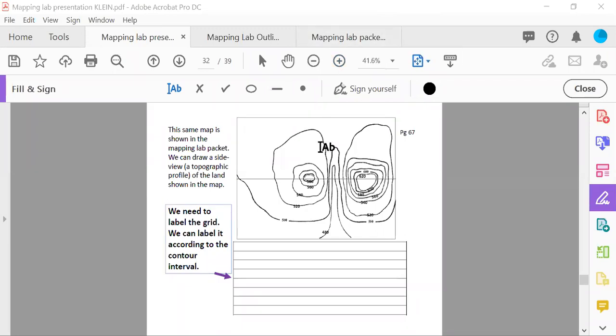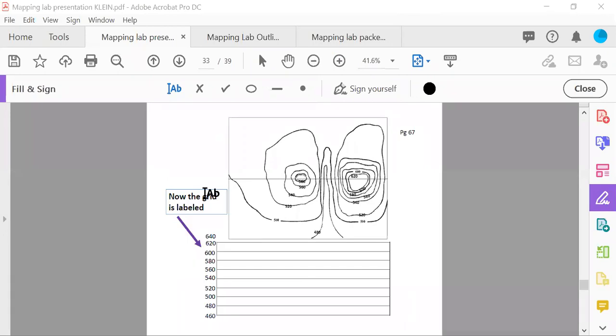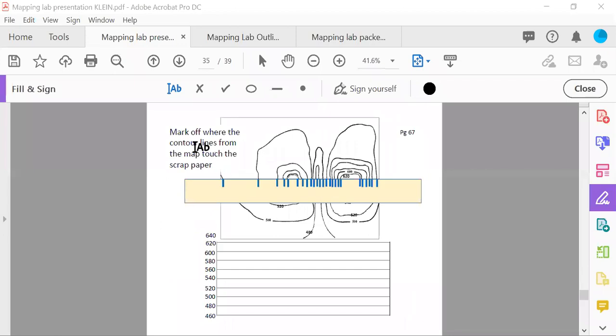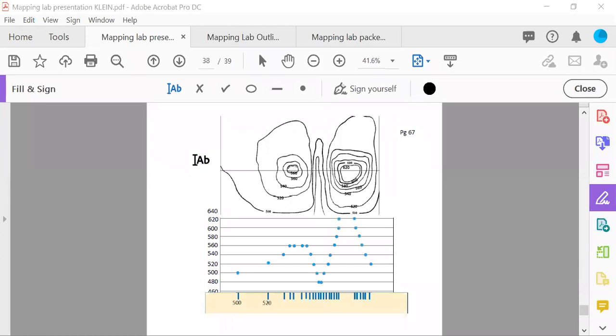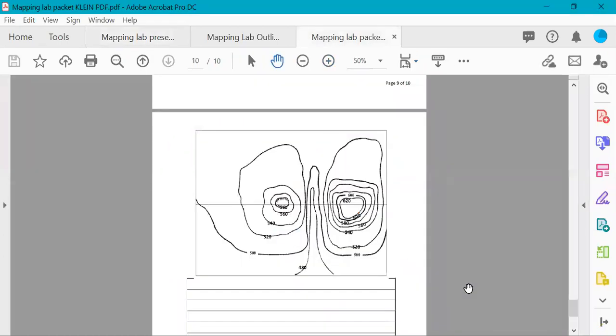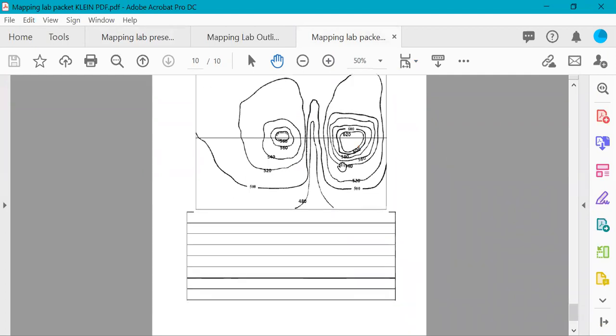Okay, so at the end of the PowerPoint presentation, there is a set of slides that show you this map and a grid on the bottom, and then it shows you steps in how to draw a topographic profile. So I have all these steps here. That corresponds with the very last page of the Mapping Lab packet, where I have this map where I already labeled the contour lines for you, and I have this grid.